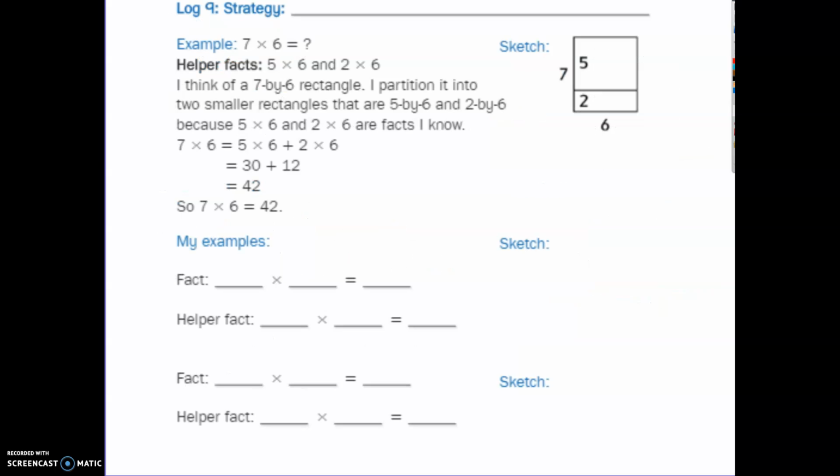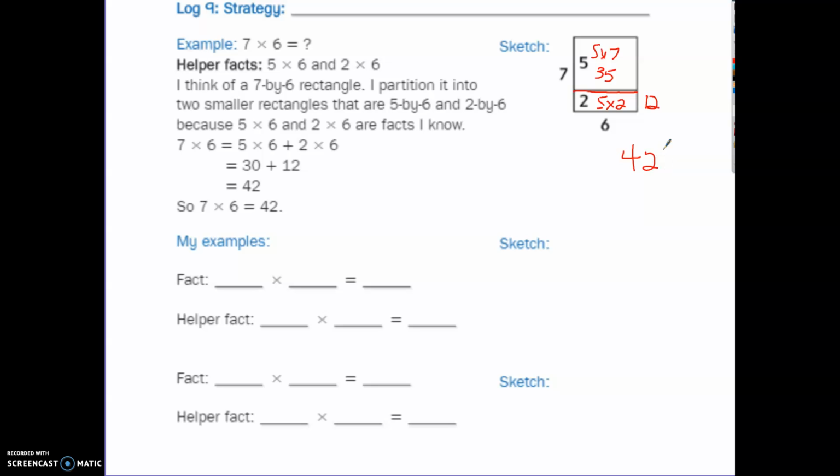And last, this is our break apart strategy. All right. So if I want to know what 7 times 6 is, I'm going to break apart the 7 into 5 and 2. So my helper fact would be 5 times 7 and 5 times 2, that's 35, and that's 12. And I add those two together, and I'm going to get 42.